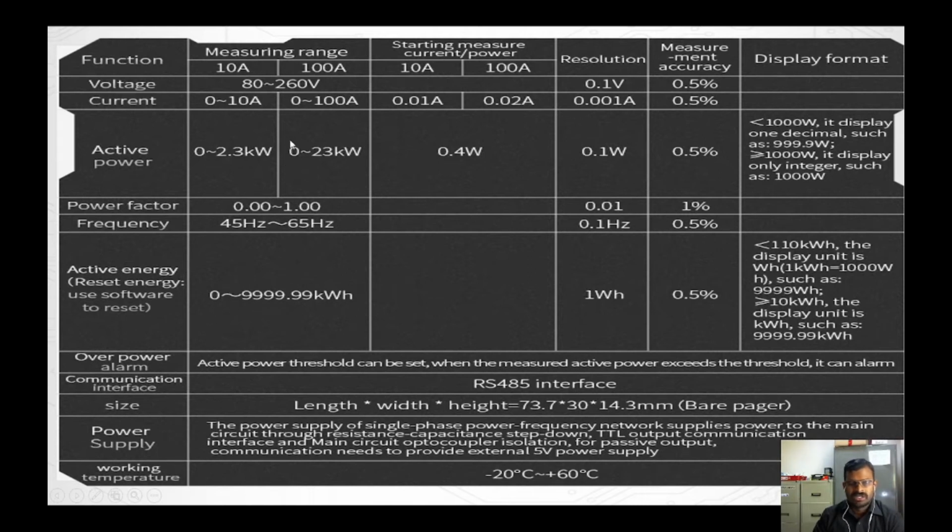These are some specifications of this particular energy sensor, along with dimensions, working temperature and so on. These are the important parameters which you need to know. Based on the requirement, we can choose either the 10 ampere module or the 100 ampere module. There is not much physical difference, but internally the component capacity is different.